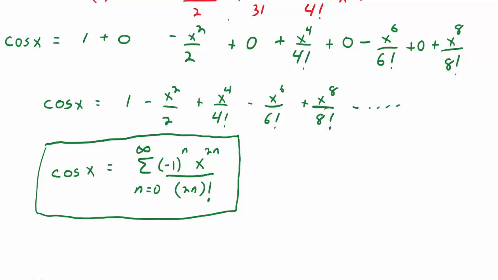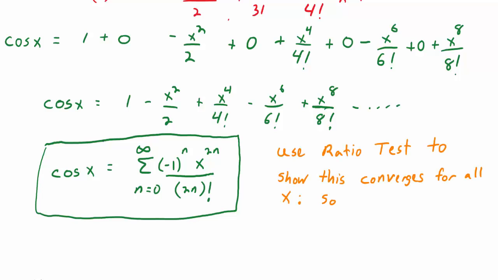Now, I'm not going to quite follow my own directions because you've seen so many of these by now. You could use the ratio test to show that this converges for all x. So I'm just going to state that it does, and if you want to prove it, you can. So the interval of convergence is negative infinity to infinity, and the radius would be infinity. So that leads us to the Series Hall of Fame. This is one of its members.